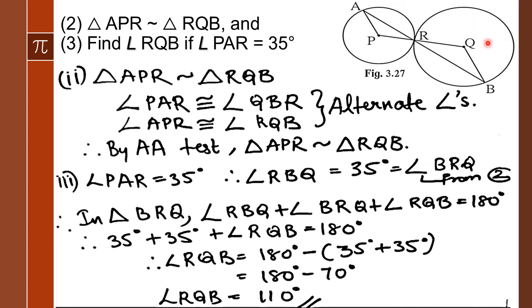Now, in this triangle, we know angle R and we know angle B. We can find angle Q by applying the angle sum property. Since the sum of the angles of a triangle is 180 degrees, apply that property here. So 35 degrees plus 35 degrees plus angle RQB is 180 degrees. Now 35 plus 35 is 70 degrees. That means angle RQB is equal to 180 degrees minus 70 degrees, and that is 110 degrees. So angle RQB is 110 degrees.